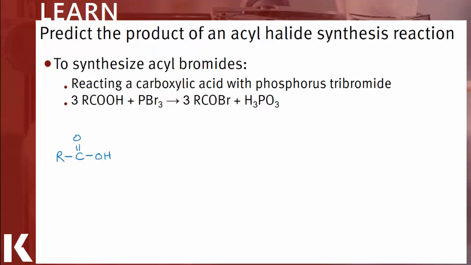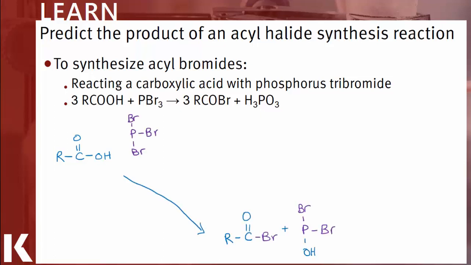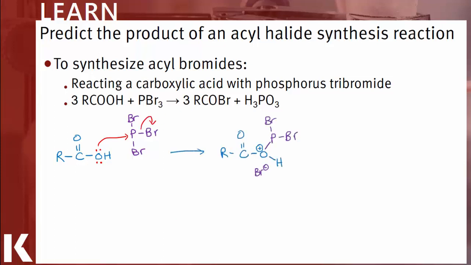Carboxylic acids can also react with phosphorus tribromide to produce acyl bromide and dibromophosphonous acid. The mechanism of action is similar to that of thionyl chloride. The lone pair on the hydroxyl oxygen will attack the phosphorus, kicking off a bromine. The bromide will go back and attack the carbonyl carbon, which kicks off the leaving group to form acyl bromide.